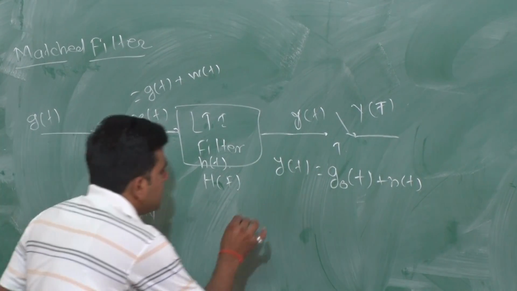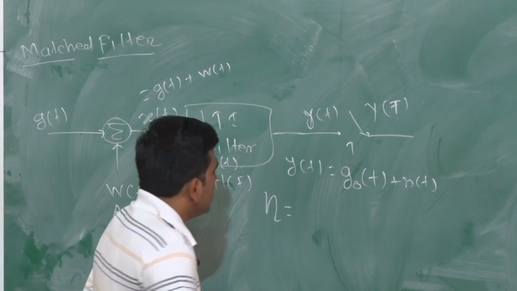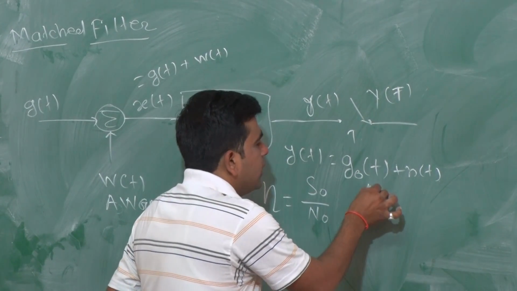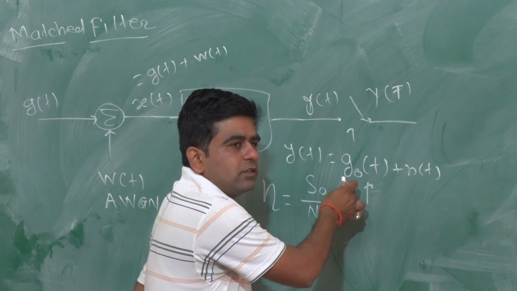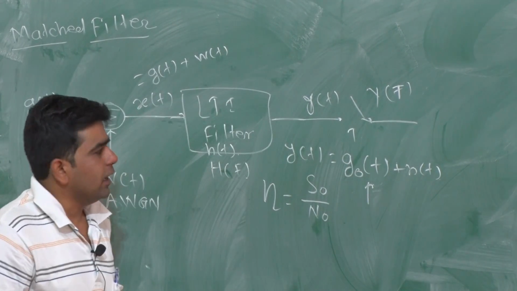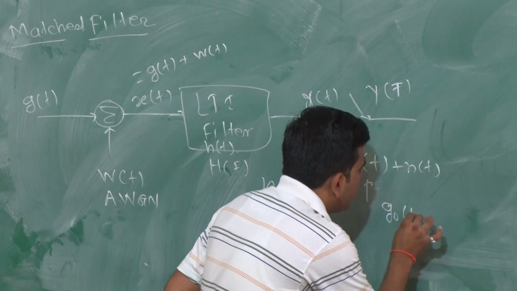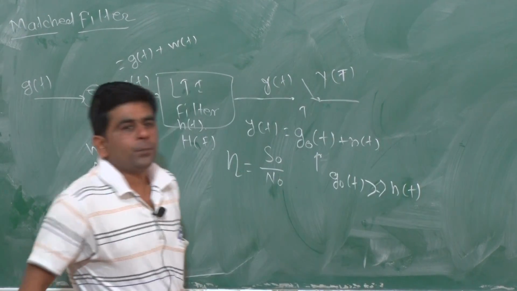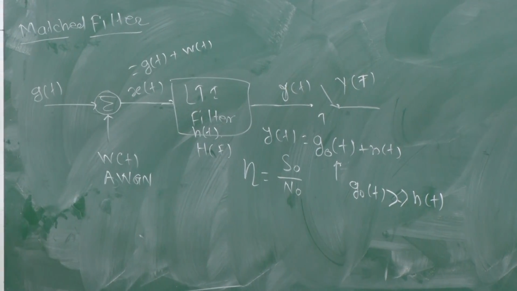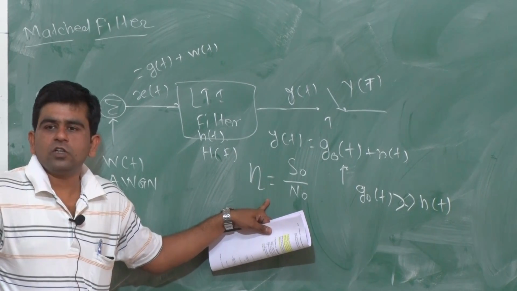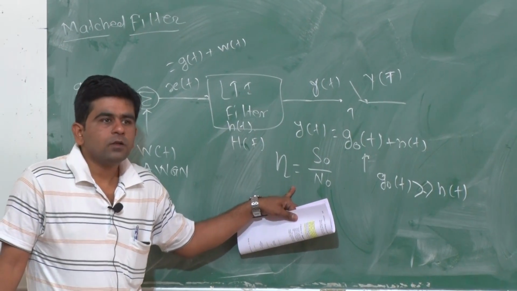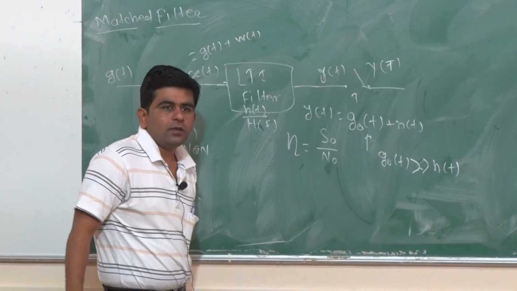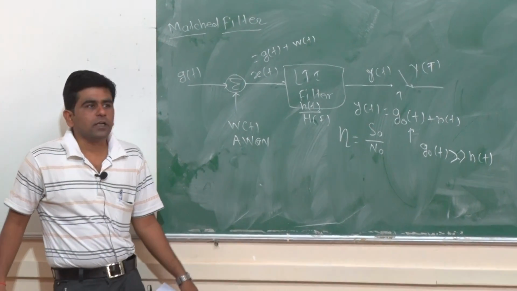For this we can define the signal to noise ratio, equal to S0 divided by N0. Whatever power is contained by the signal g of t, which is filtered out from the filter, should be very much larger than n of t. When this condition is satisfied, we will get the output signal to noise ratio as maximum. So to get this, we have to design such a filter with an impulse response h of t, which will maximize the output signal to noise ratio.